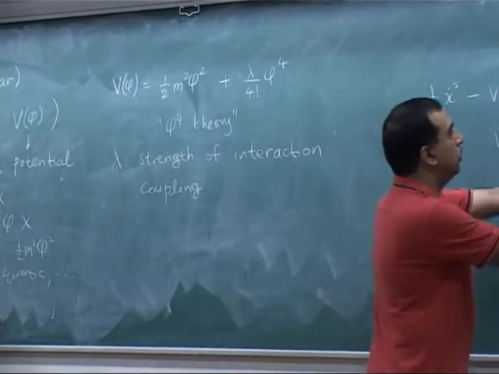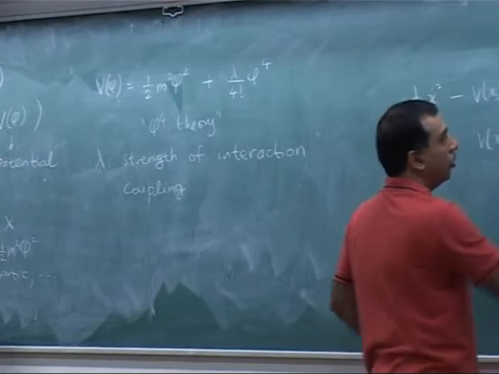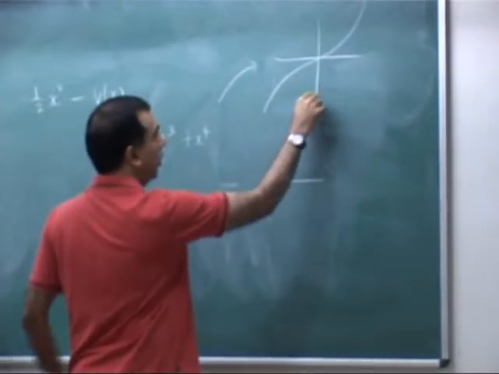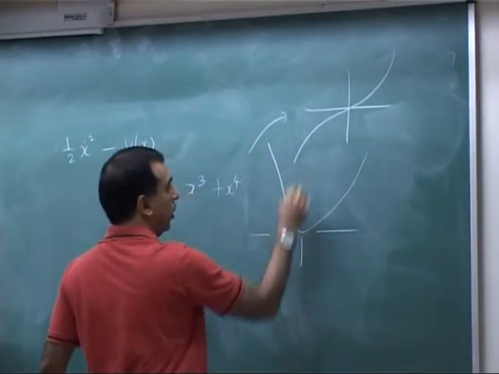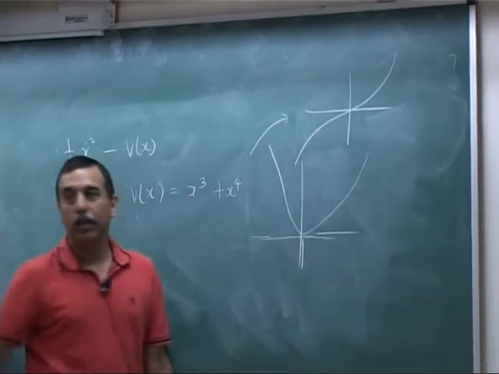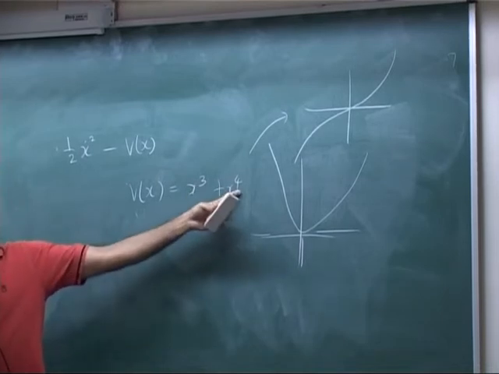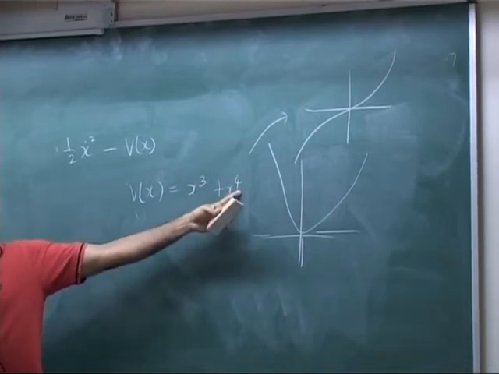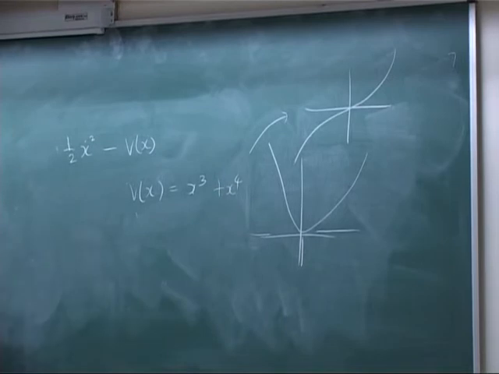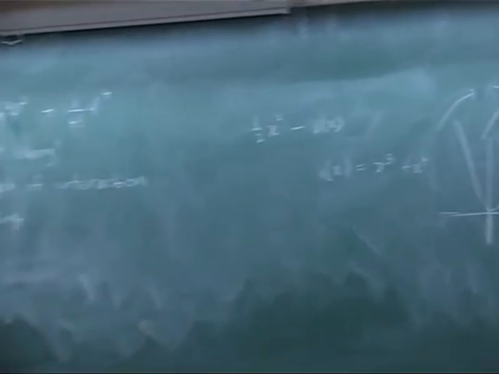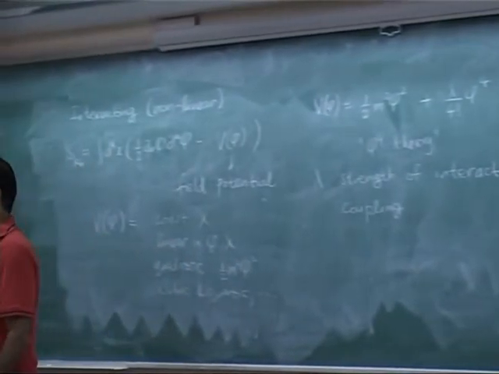If you take x to the 3 plus x to the 4, you get some asymmetric potential. It might be like this, but it's still bounded, because after all, for large enough x, this term always wins, and this term is always positive. Is that clear?